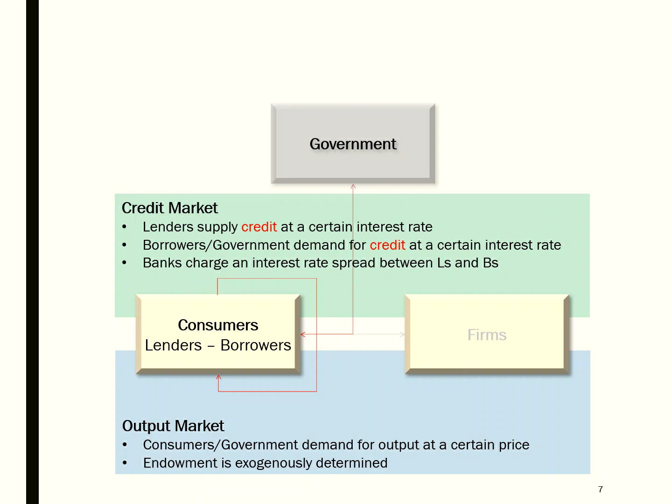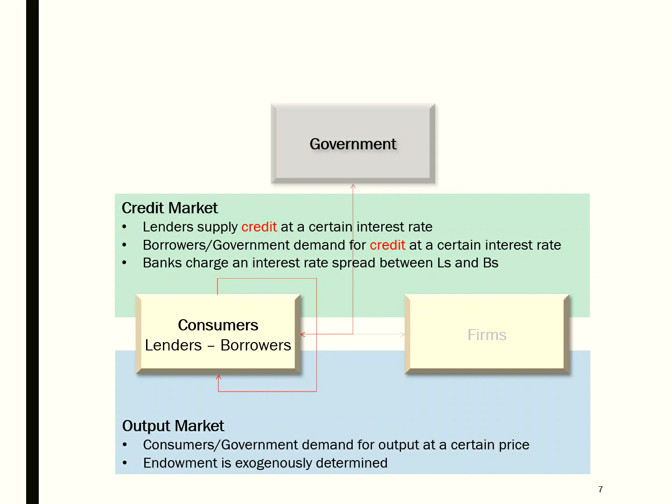For now, we only have consumers, and the lucky endowment-rich consumers are lenders in the credit market, while the unlucky endowment-poor consumers are borrowers. In addition to individuals, the government also participates in the credit market, demanding credit at a certain interest rate. This interest rate is usually lower than the interest rate facing individual consumers for its lower default risk. Banks are intermediaries linking lenders and borrowers by charging an interest rate spread between the lenders and borrowers. The rest of the model is the same as before. There is an output market, but the supply side is now assumed away to be exogenous.